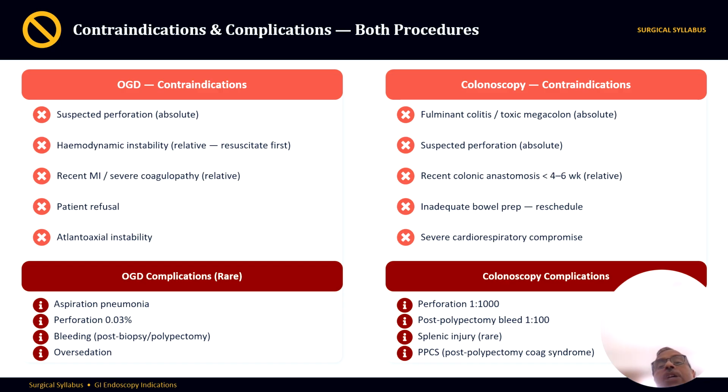Any severe cardiorespiratory compromise is again one of the important contraindications of doing a colonoscopy. Complications are again very rare. Perforation risk is always there, 1 in 1,000, very uncommon. Post polypectomy bleed can occur in about 1% of patients, and patients can also have other complications like splenic injury, which is very, very rare.